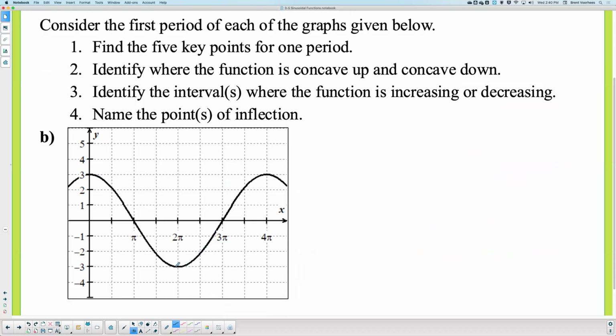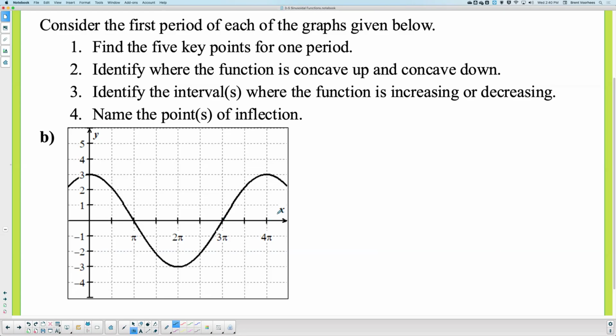What about in here? Concave up, concave down? Concave up. What's happening on the graph from here to here? Decreasing. What about here to here? Increasing. Good. Points of inflection would be, where do you see points of inflection? Pi, comma 0 and 3 pi.